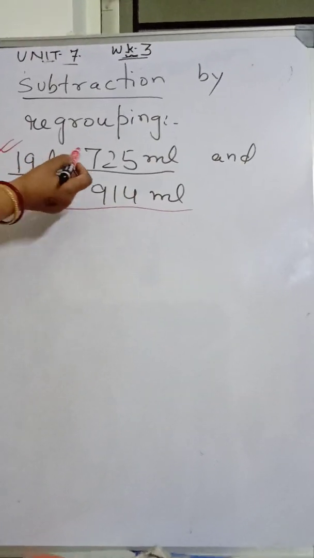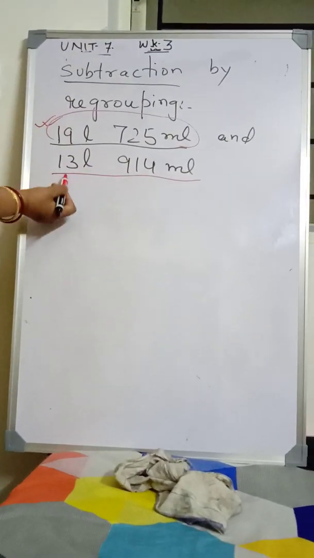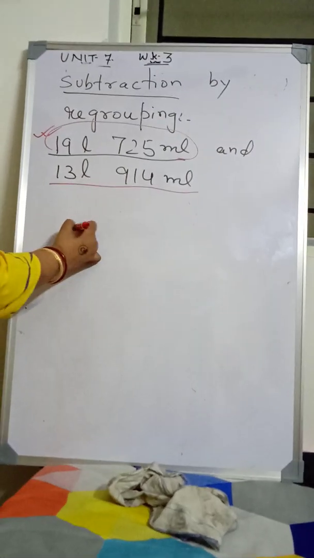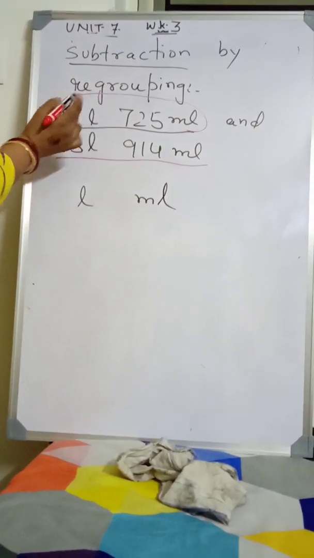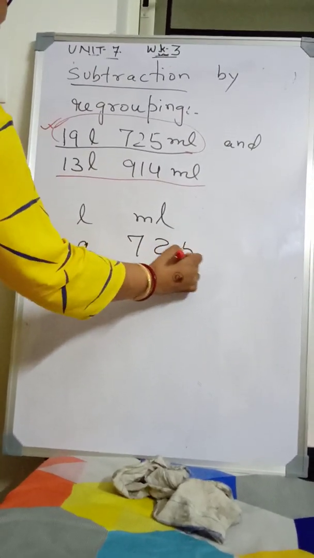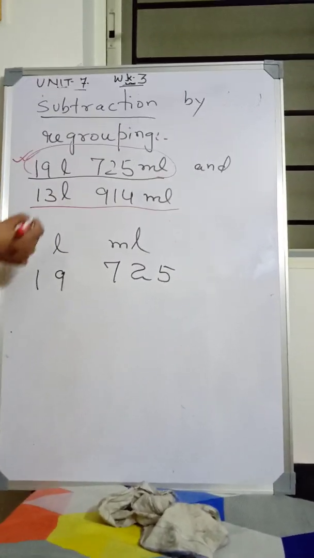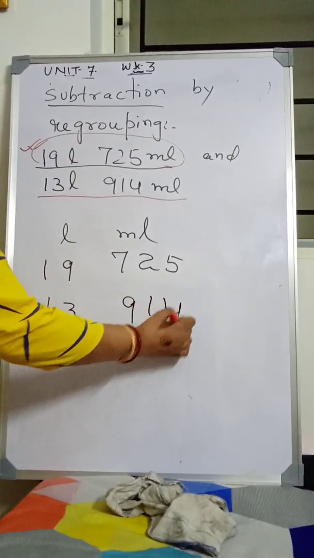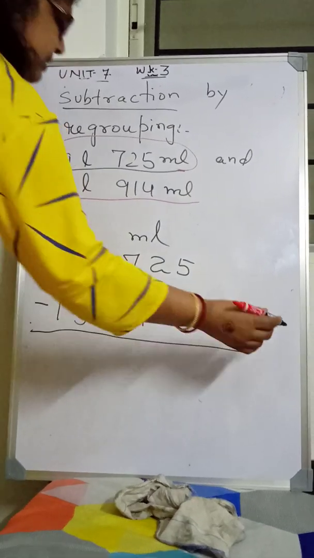This 19 liter 725 milliliter is the bigger unit. Then 13 liter 914 milliliter. So let us firstly make the two columns, liter and milliliter. Firstly write the greater number, 19 liter and 725 milliliter. Now just below it, write down the smaller unit, 13 liter and 914 milliliter. We are doing the subtraction operation.